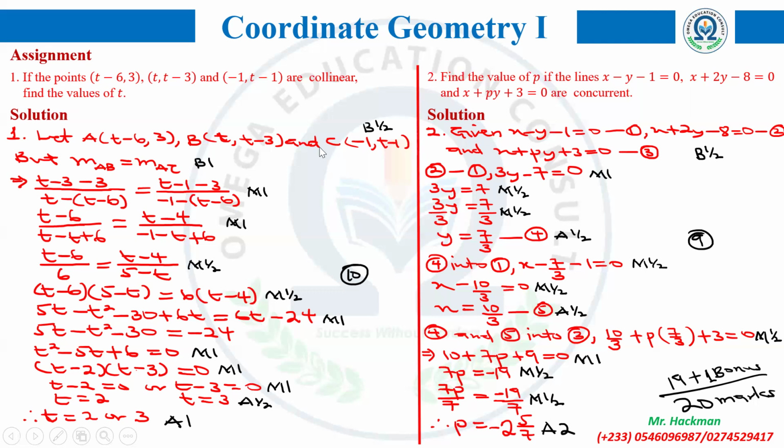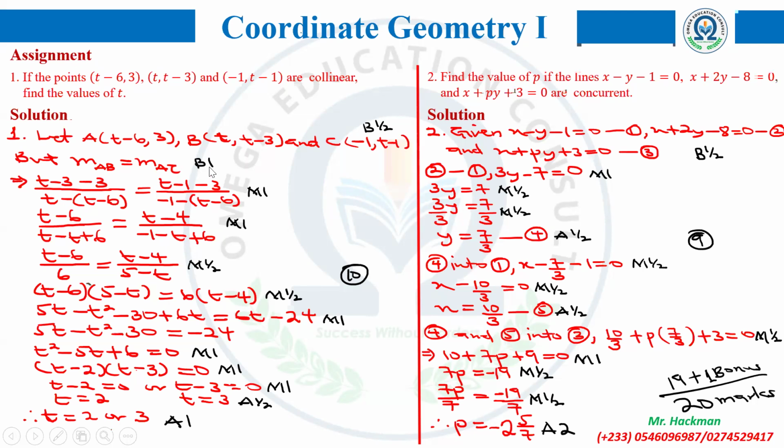Okay, so always, at least these two points should be involved. So if I take A and B, I'll find the gradient of AB, denoted by MAB, and that must be equal to the gradient of the line joining AC, so MAC. That's what we have. Then look at the marks there: if you extract B half. So this condition, if you are able to state it, that will be B1. That is the major condition. If you're able to get this, then we are good to go.